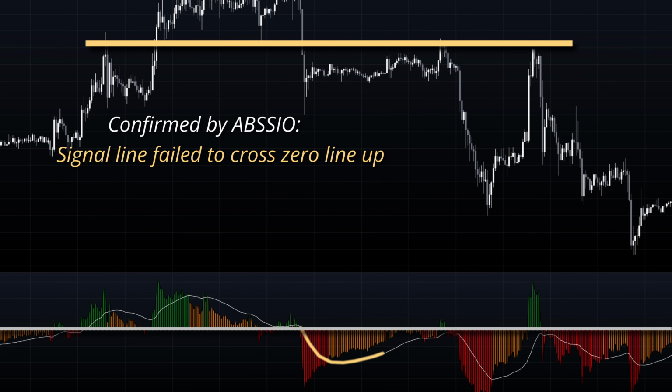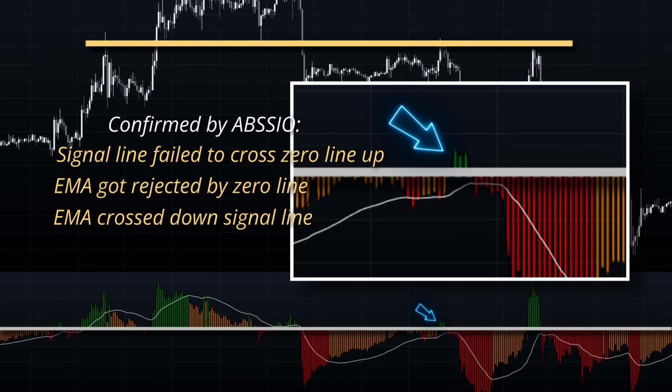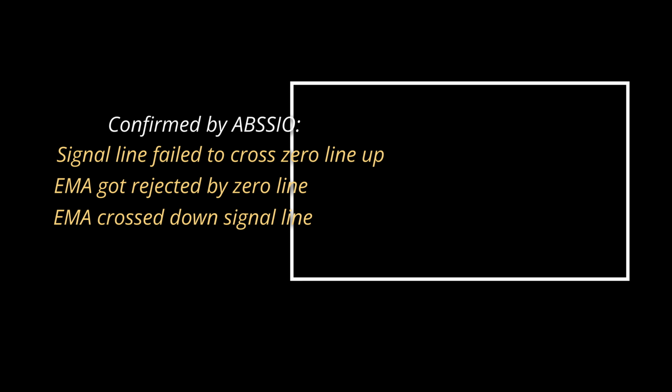The signal line attempted but failed to cross above the zero line, suggesting persistent downward pressure. The EMA line briefly tested the zero line but couldn't maintain position above it. The EMA then crossed below both the zero line and the signal line.